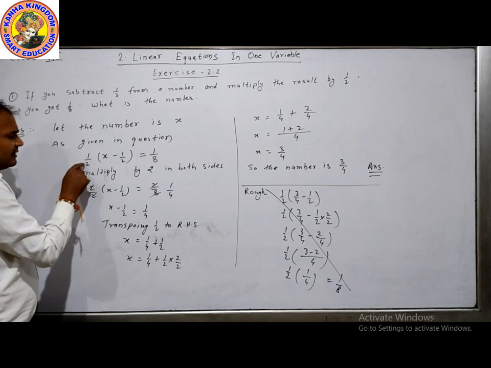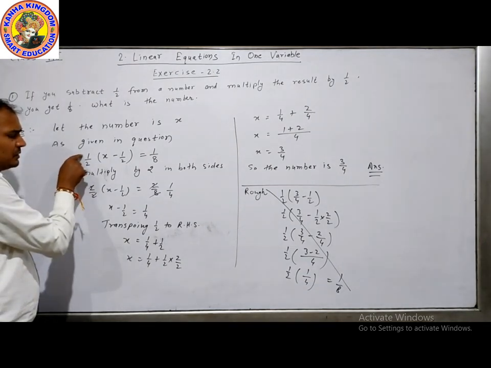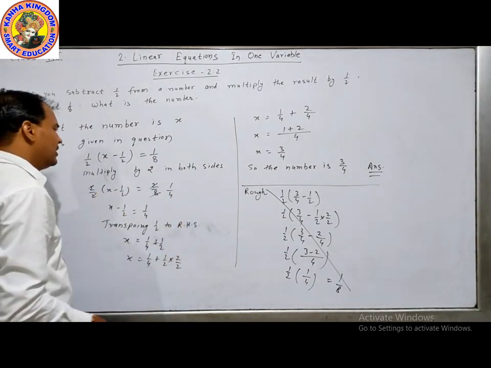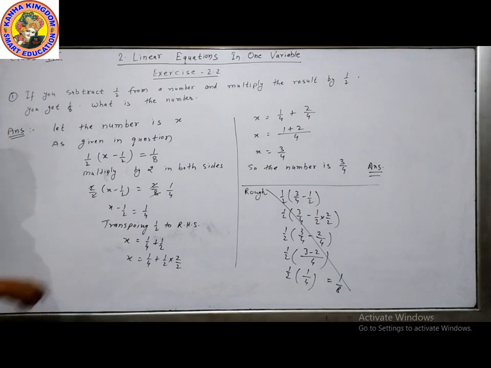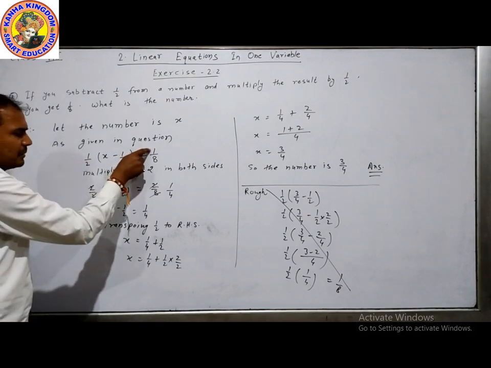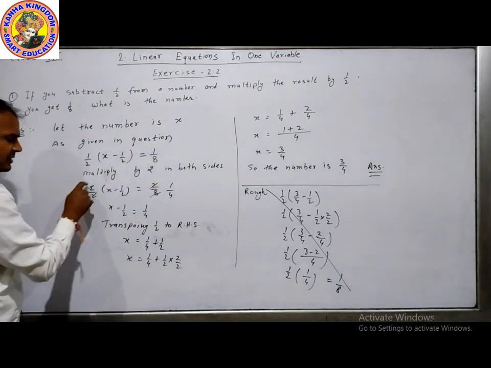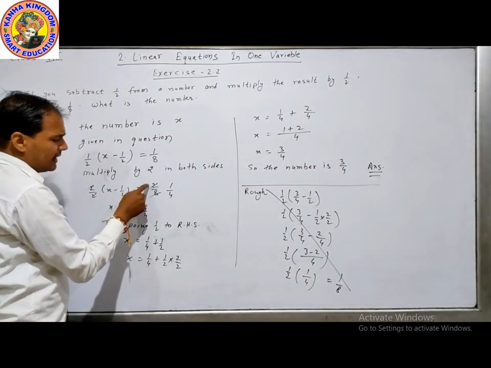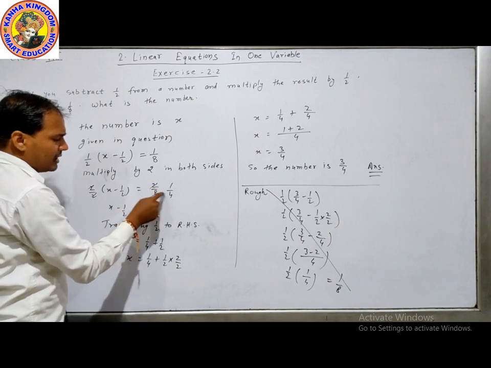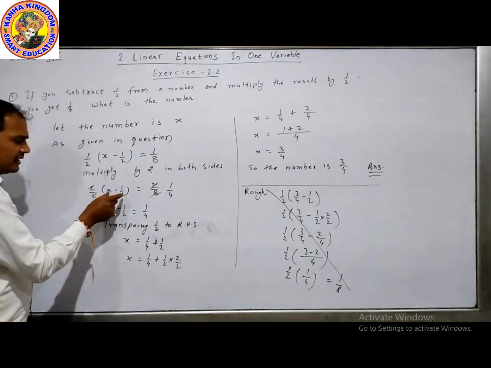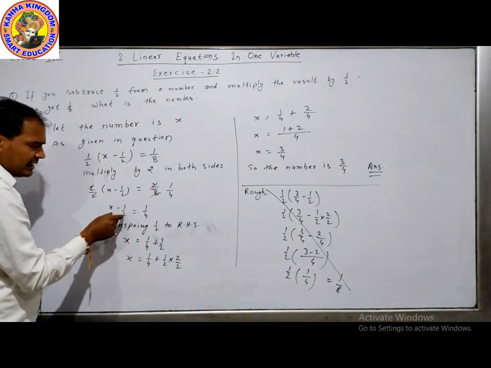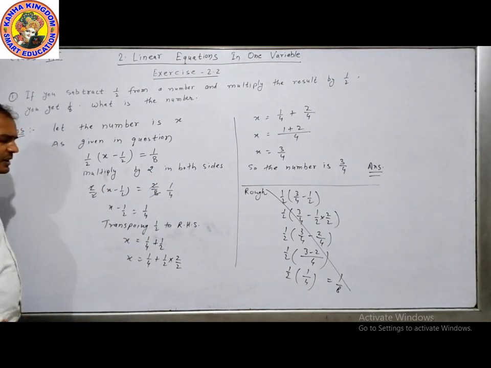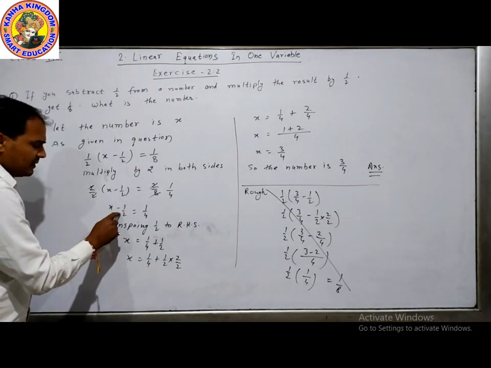In this equation there is a divide by 2, so we multiply by 2 on both sides. These 2 and 2 cancel. Then x minus half is equal to 1 by 4, transposing 1 by 2.